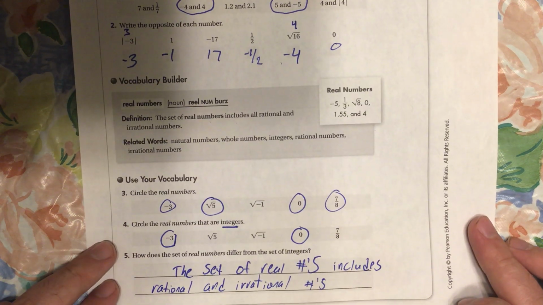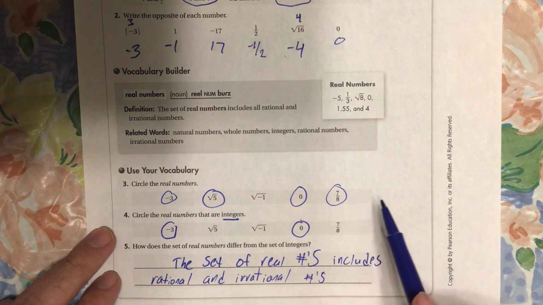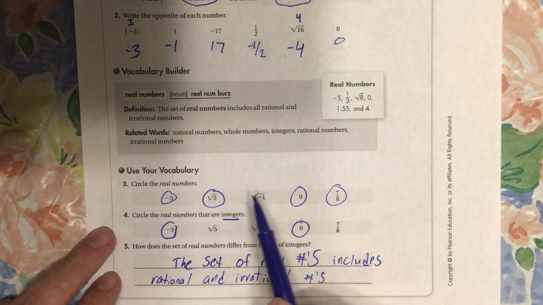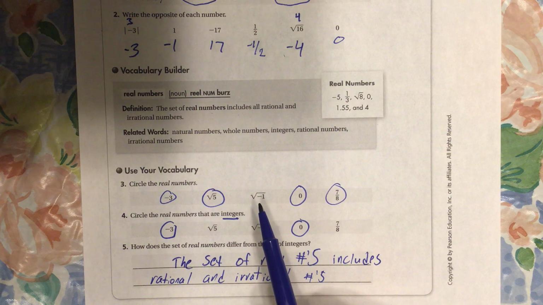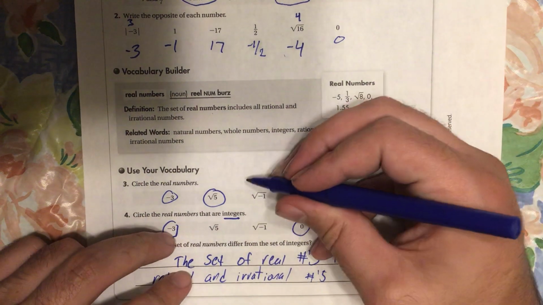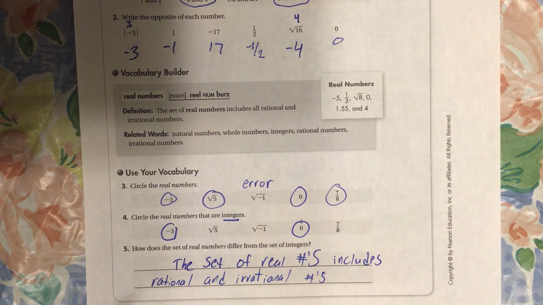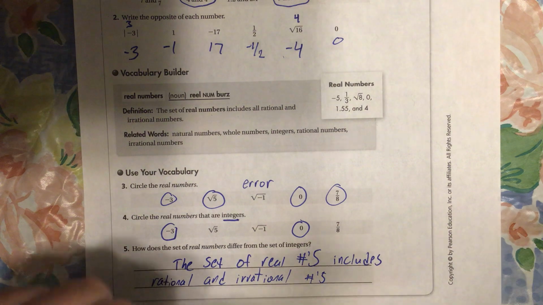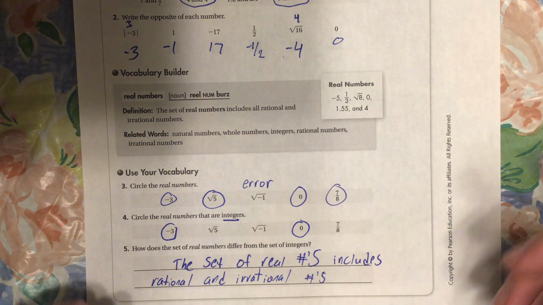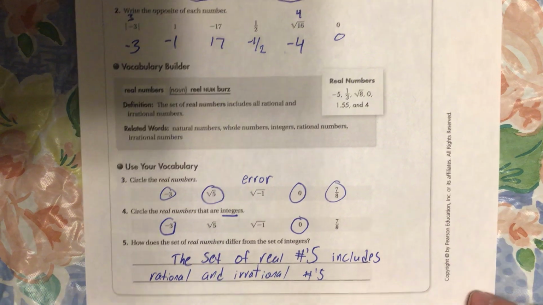So let's take a look at circle all these real numbers. So pretty much everything in here is real except this one. If you took the square root of -1 and plugged it in your calculator, it would give you an error in your calculator. And that is because this is not a real number. It is imaginary. And if that scares you, it shouldn't. We will cover this in a chapter, just not this chapter.